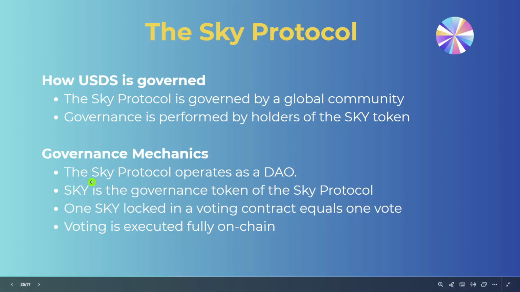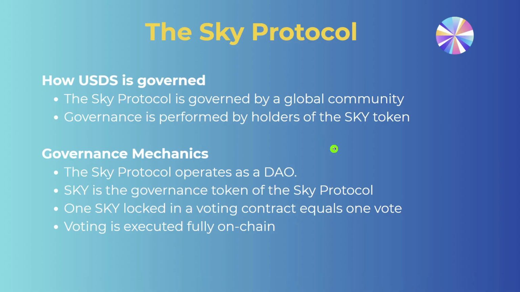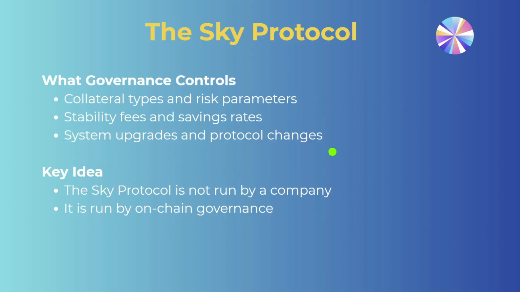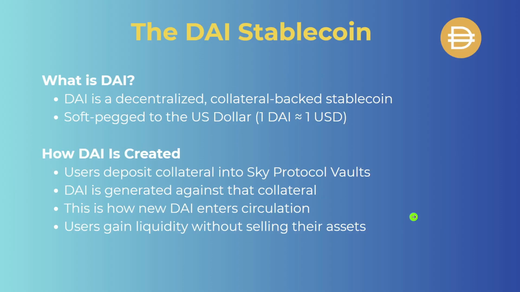So basically, if you have this token, you can vote on proposals and take part in the decisions that the Sky protocol takes. Everything, of course, on chain, because this is a DAO. What does governance control? The governance controls the collateral types and risk parameters, stability fees and savings rates, system upgrades, and protocol changes. So the key idea here is that the Sky protocol is not run by a company, it is run by on-chain governance.